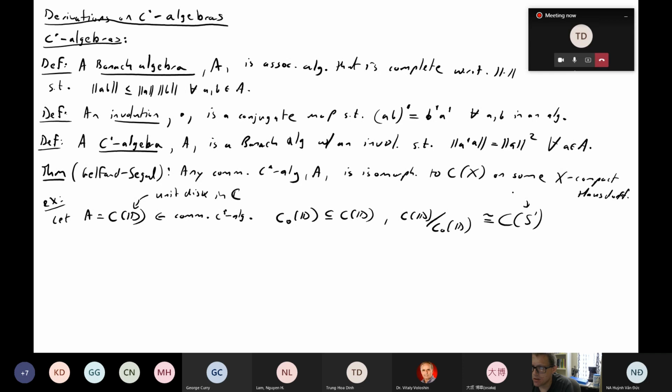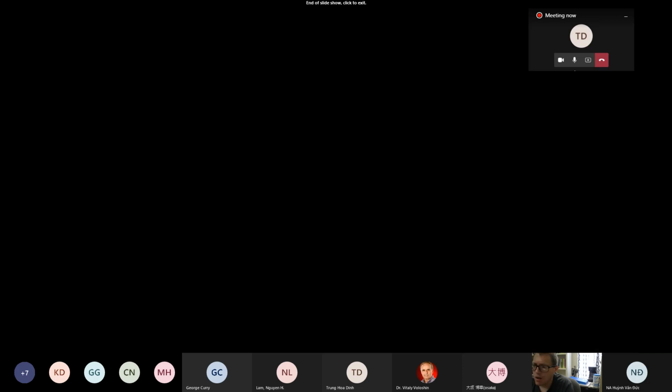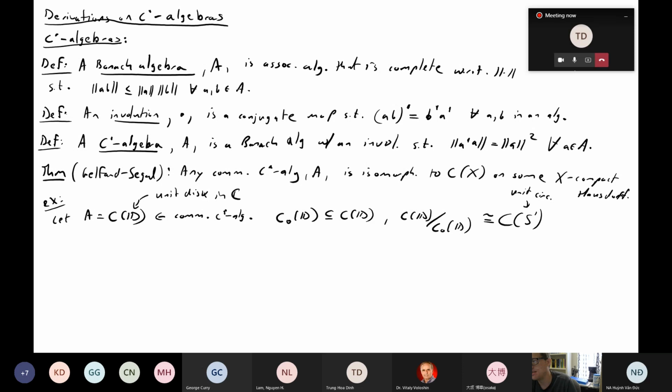S1 is going to be our unit circle, and again, I'm going to think about it in polar form, e^{ix} effectively. Then there's this nice short exact sequence you can write down from homology theory: 0, C0 of D, C of D, C of S1, and then back to 0. So there's a natural homology theory for this. Now, fine. But what else do I want to observe about this?